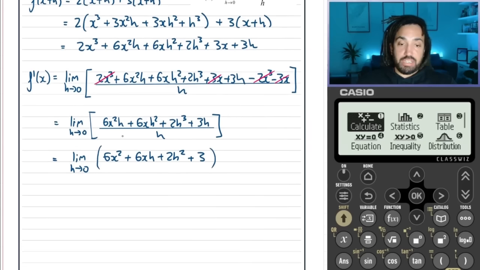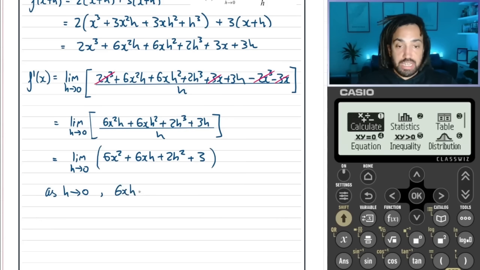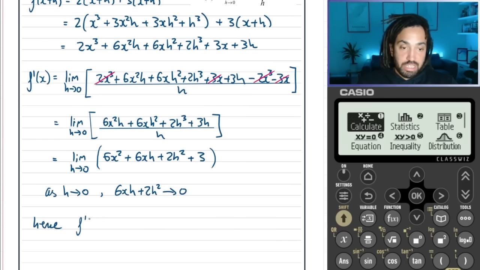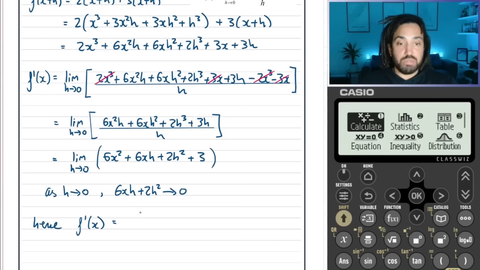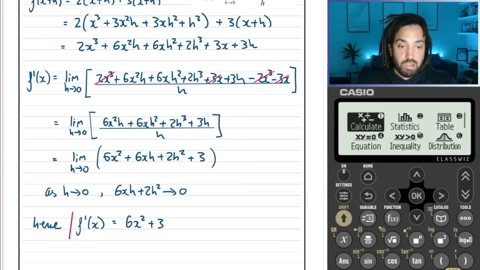And then we say as h tends to 0, 6xh and 2h squared also tend to 0. Hence, f dash of x is equal to what's left over if they go to 0. It's 6x squared plus 3. Perfect.